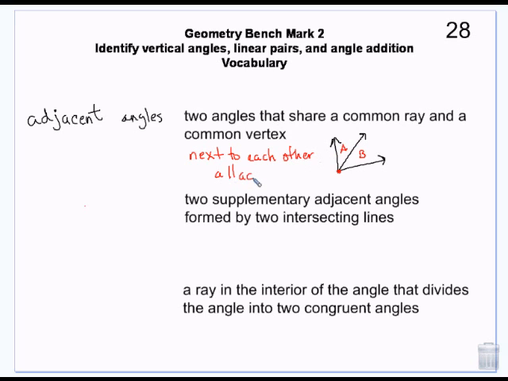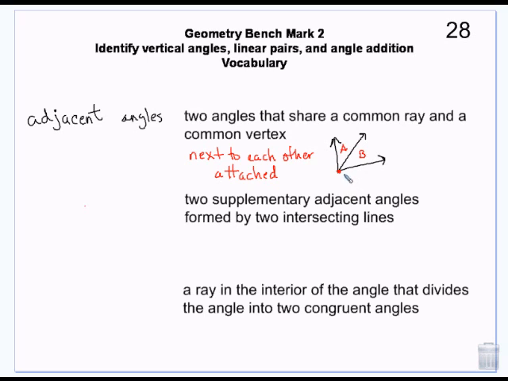So if it's adjacent, then it's just the middle that makes it that way? Yeah, this is one angle, this is another angle, and they share a wall, like a ray. Like this is one apartment, that's another, and this is the wall between them.